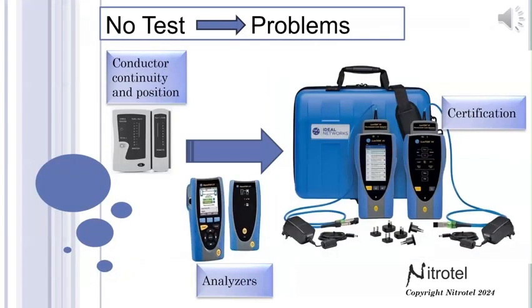After we complete the installation, we want to test the installation. There are a couple tests that we may be required to perform. Conductor continuity and position testing are the most basic testing. We may also need to do analyzer testing to verify the circuits will meet the specifications, and there may also be an official certification requirement as well.